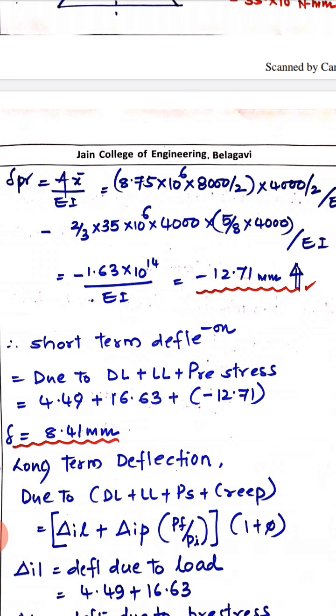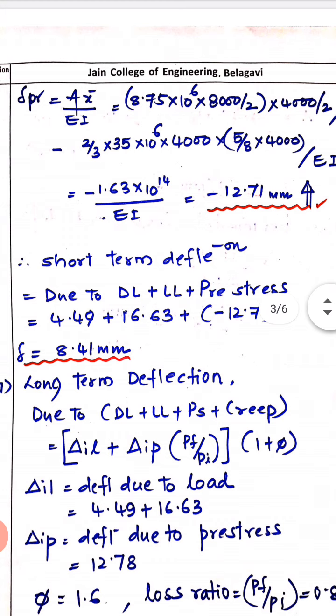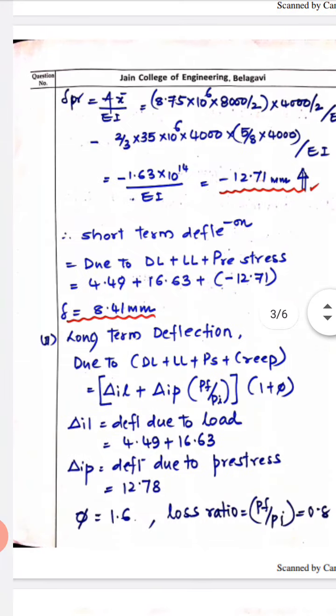So 4.49 plus 16.63 minus 12.75. So ultimately we got the short term deflection is 8.41. Then again we have long term deflection. So this part I have not discussed. There is a small formula here.